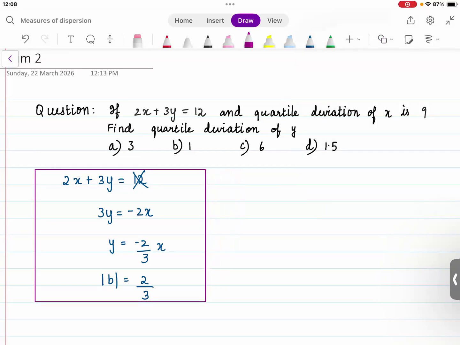Now what's the relation between quartile deviation of y and quartile deviation of x? Quartile deviation of y is equal to modulus b into quartile deviation of x. So quartile deviation of y is equal to modulus b, which is 2 by 3 into quartile deviation of x, 9. So 2 by 3 into 9, what you will get? 6. So which option we should choose? Option C is the correct answer.